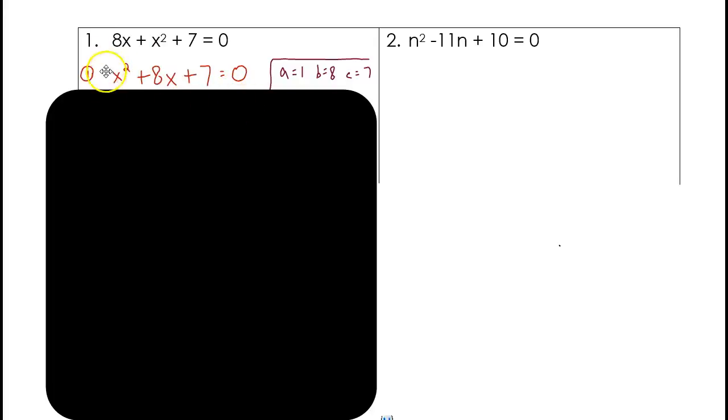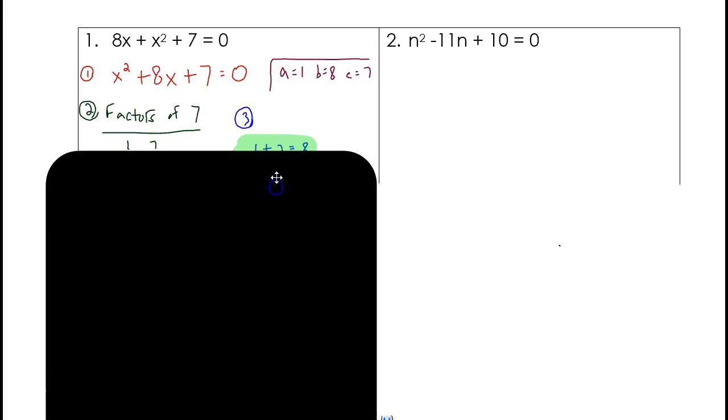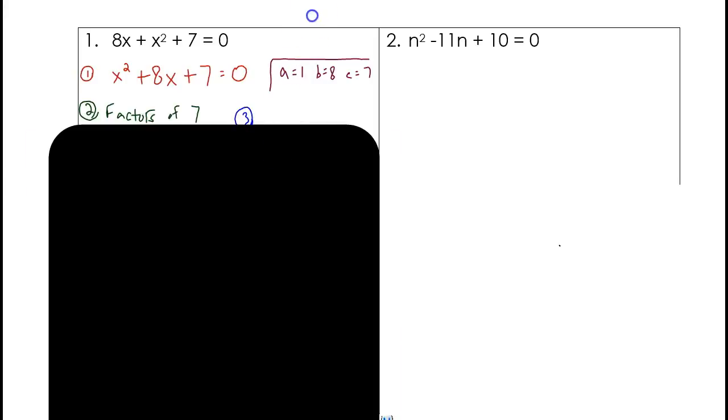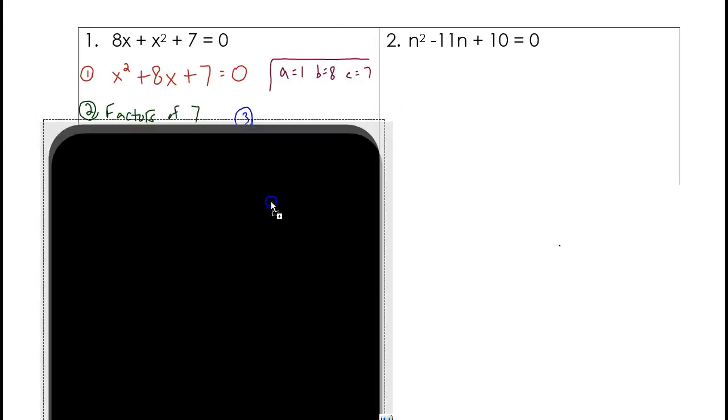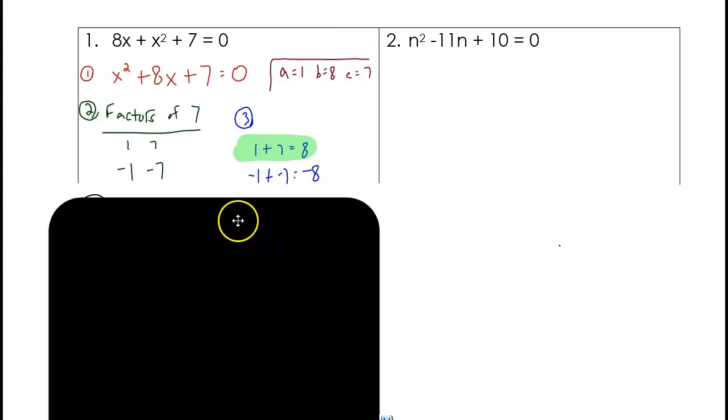Now notice that a is 1, like we said it would be. b comes from the middle term, it's 8, and c is 7. Once we put it in order, we can identify a, b, and c. Now the second step is to find the factors of 7. Well, that's going to be pretty easy for us. There's really only 1 and 7 because it's prime. Or, of course, if we needed to use negatives, it could be -1 and -7.